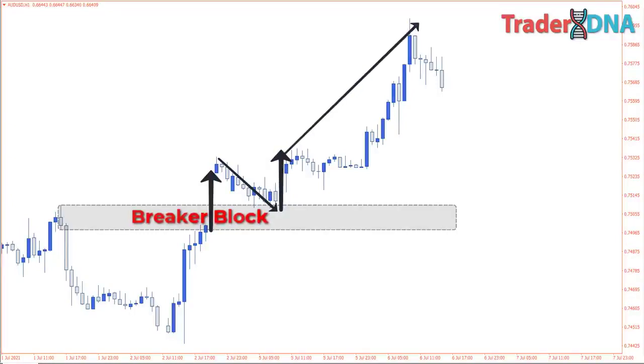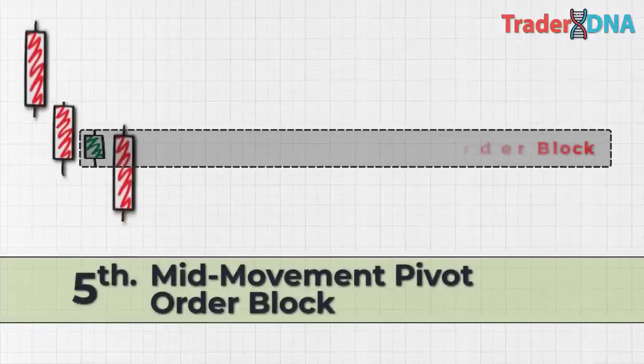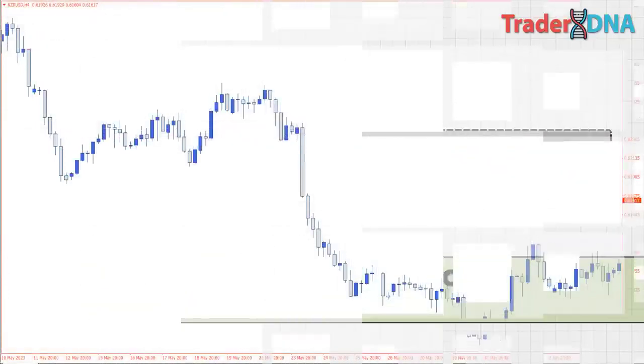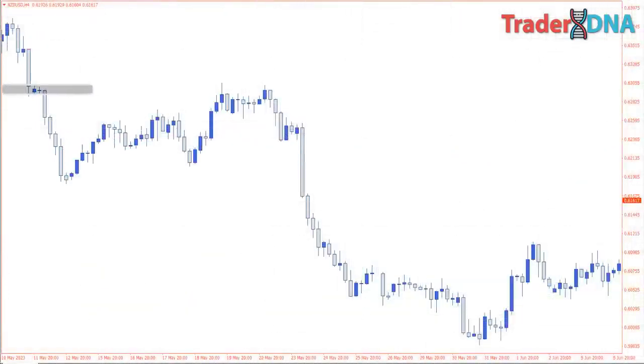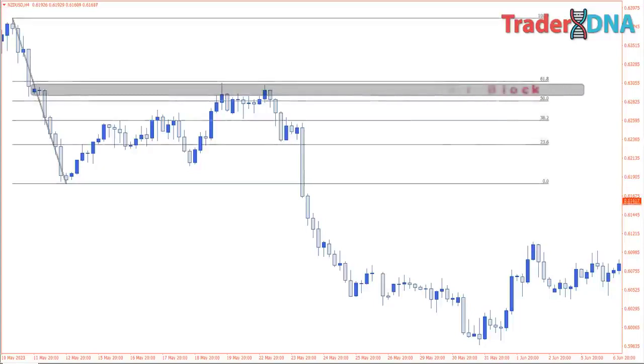Let's talk about the last type of order blocks, called mid-movement pivot order block. This type refers to candles with different colors, appearing in the middle of a strong upward or downward movement. These candles show a potential reversal signal, indicating a possible change in direction or a temporary break in the current market trend. The idea behind the formation of mid-movement pivot order blocks is that we see this zone as a potential area for a change in direction.